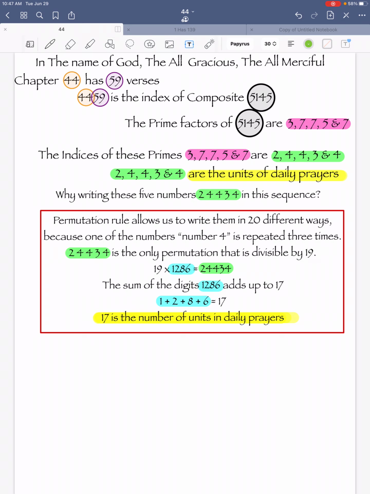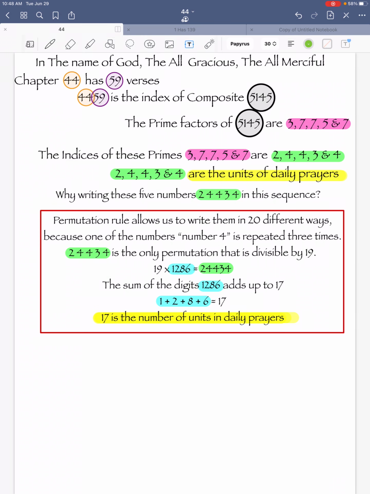This should be sufficient for us. One more thing before we move on. The prime factors of 5145, the 3, 7, 7, 5, and 7, are in that specific sequence for a reason. God willing, we will get to that maybe in another presentation. But we're going to move on with what we started.